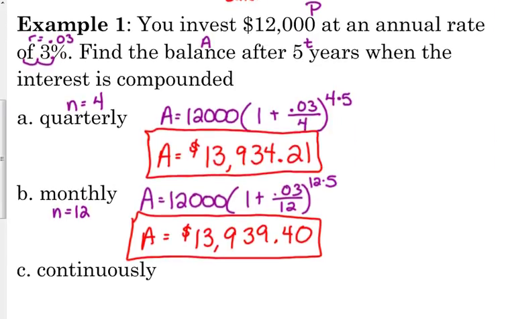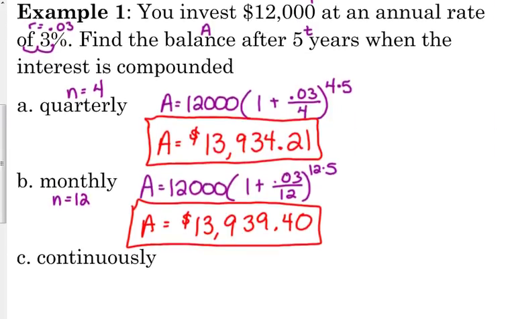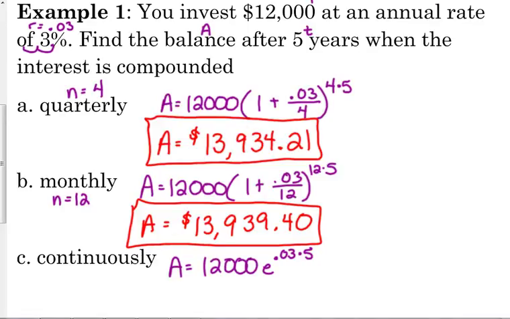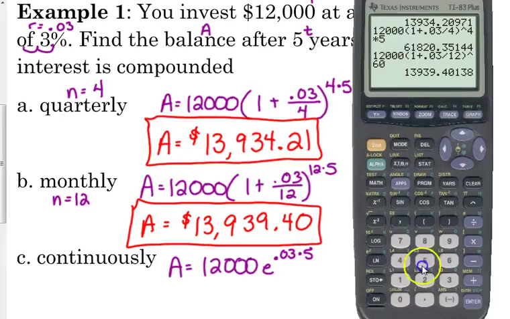Well, our last scenario is continuously, so that's PERT, P e to the r times t, where t is still the number of years. That means the money is being compounded as often as is physically possible. It's just constantly recalculating and compounding over and over and over again.